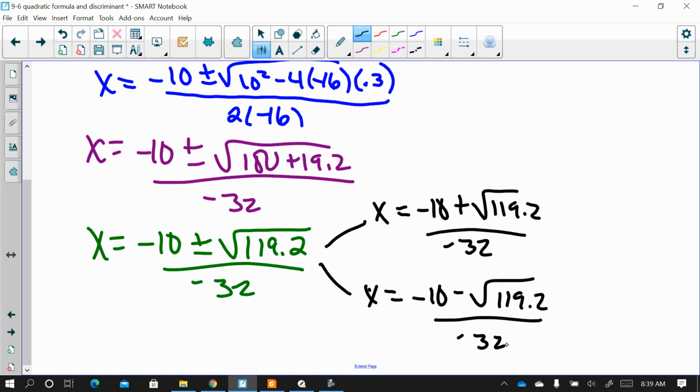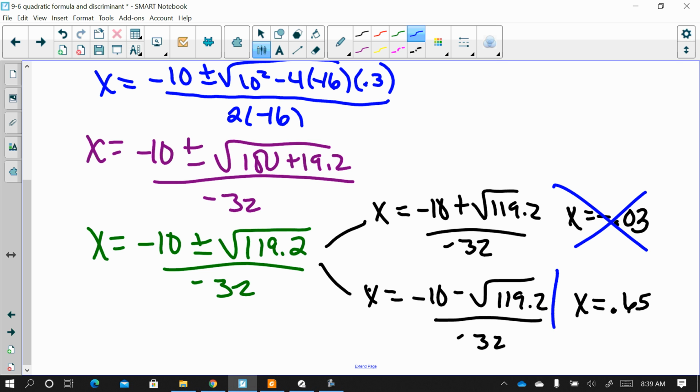Okay, again, in my calculator, I'm doing negative 10 plus the square root of 119.2. Hit enter, dividing by negative 32. X equals negative 0.03. Okay, and then negative 10 minus the square root of 119.2. Hit enter, divided by negative 32. X equals 0.65. Again, time can't be negative, so the frog is in the air for 0.65 of a second.